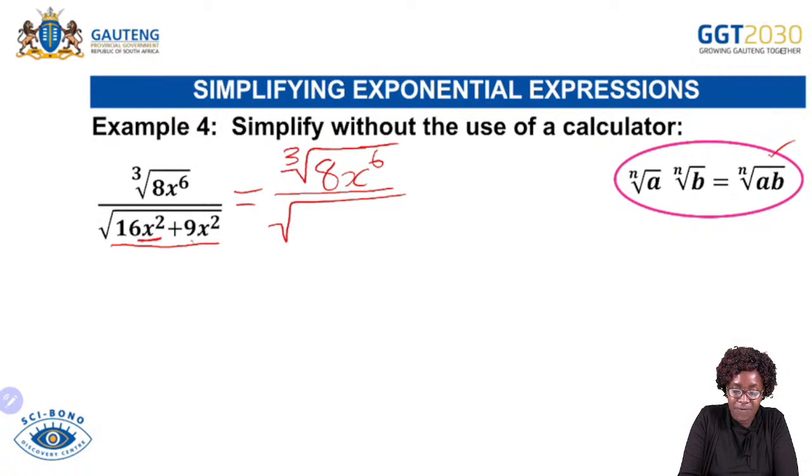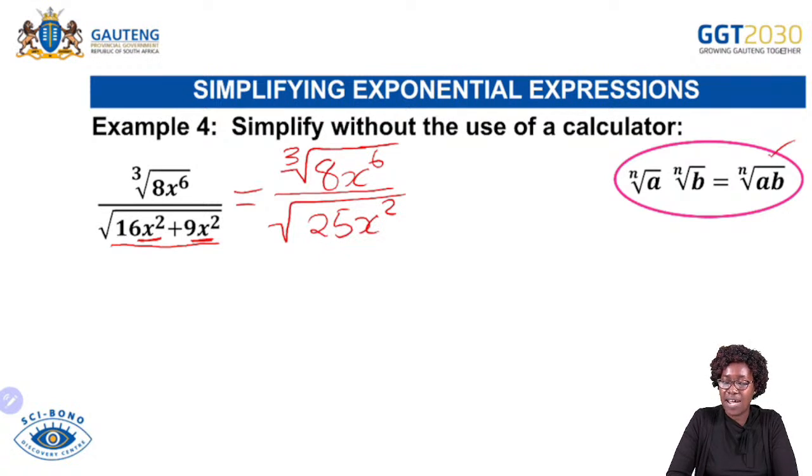To simplify this, you see that these two are like terms. We have x squared there, we also have x squared. So 16x squared plus 9x squared gives us 25x squared. Now this is simplified enough. Before we can apply this rule, remember, the rule says that if I am taking the same root of different terms, I can combine them. But now in our case, they are already combined. So it means we need to work in reverse.